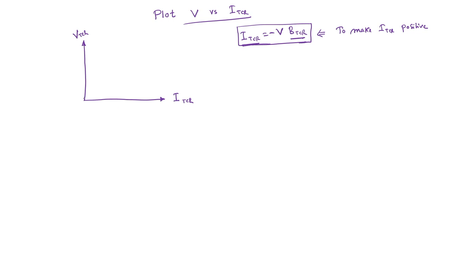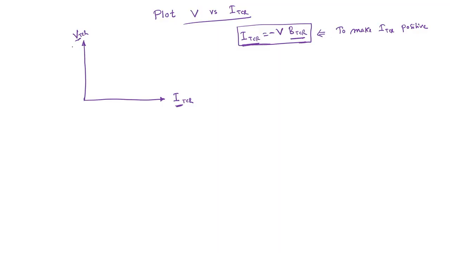So here, the only thing you have to note down is that we have interchanged the axes. Here I_TCR is our x axis and V_TCR is our y axis. So, if we want to represent this as y is equal to mx, which is a well known straight line relationship, then y is V_TCR and x is I_TCR. Therefore, m would be the slope, which will be equal to 1 by B_TCR. So, that means the reciprocal of the susceptance will be the slope.